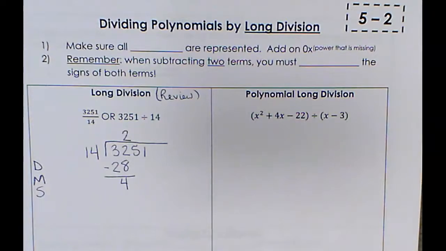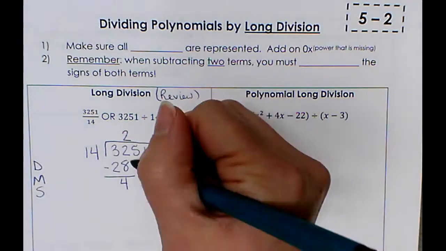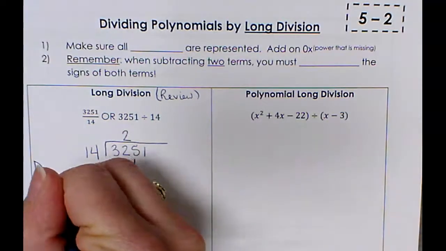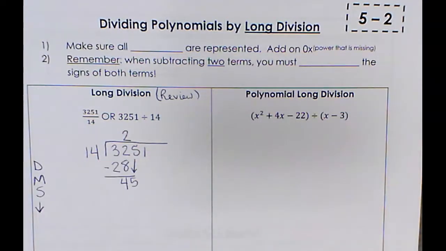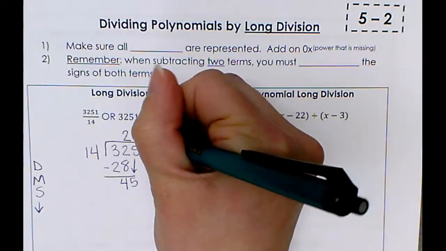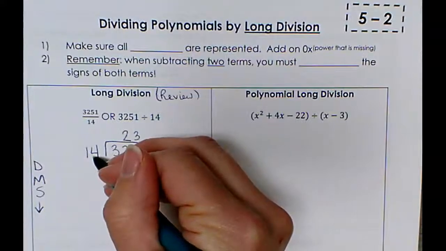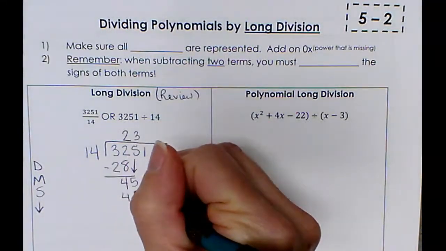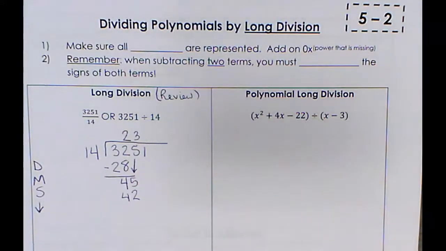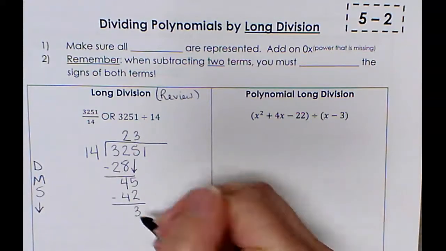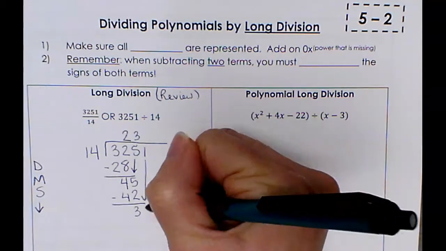And now that I have the 4, I'd like to start the process over again, but 14 doesn't go into 4, so I bring down the 5. So I bring down. 14 goes into 45 3 times. I put my 3 up here. That was my division. 3 times 14 is 42. That's my multiplication. I subtract these two numbers. I get 3, and I bring down a 1.